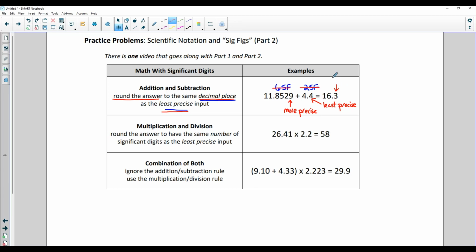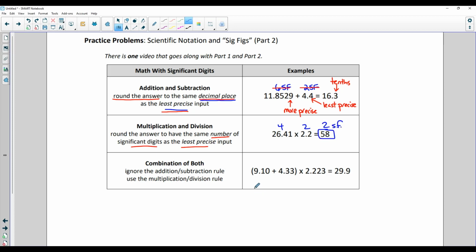And so this answer gets rounded off to the tenths place as well. Multiplication and division work a little differently. You round the answer to have the same number of significant digits as the least precise input. So here we need to count the significant digits. This one has 4, and this one has 2. And so when you multiply them together, the calculator will give you a longer answer, but it gets rounded back to have 2 significant figures.